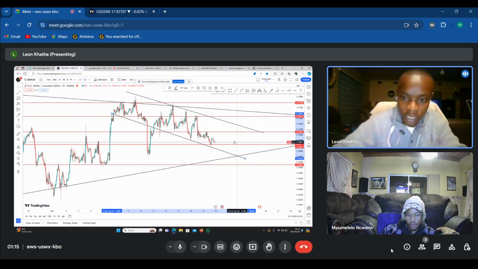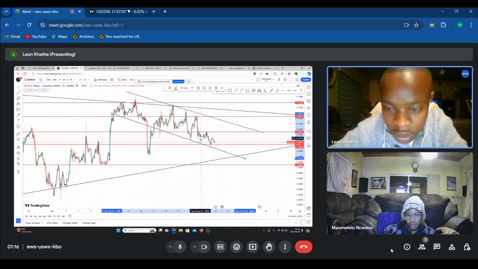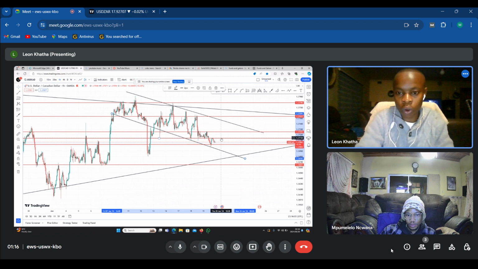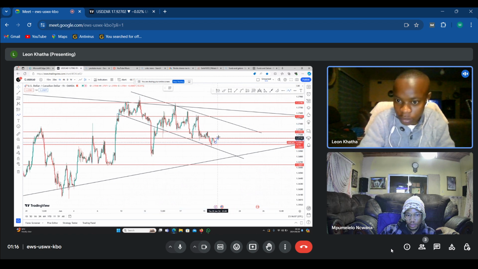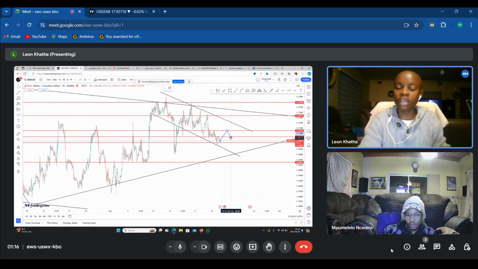So now basically we have the market seeming to create some bit of bullish momentum, just to cater for these touches, just to complete a trend.